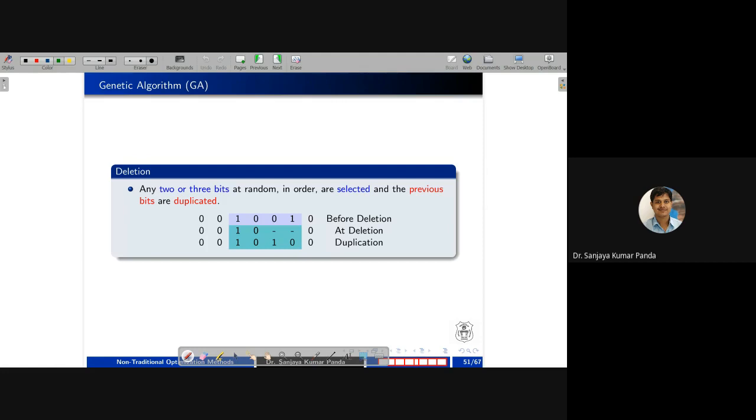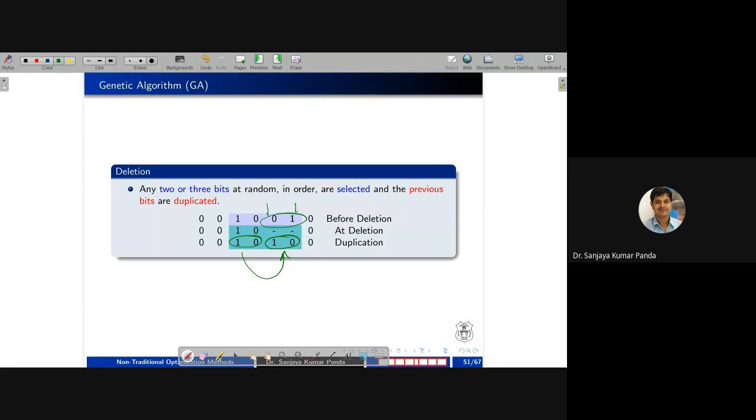There is another method that is called deletion. So you have to choose some point and that particular point you are going to delete. And you can regenerate also, right? You can either regenerate a new bit or you can copy whatever is there in the previous 2 bits. The same thing you want to copy here. That is called deletion and regeneration or deletion and duplication, right?